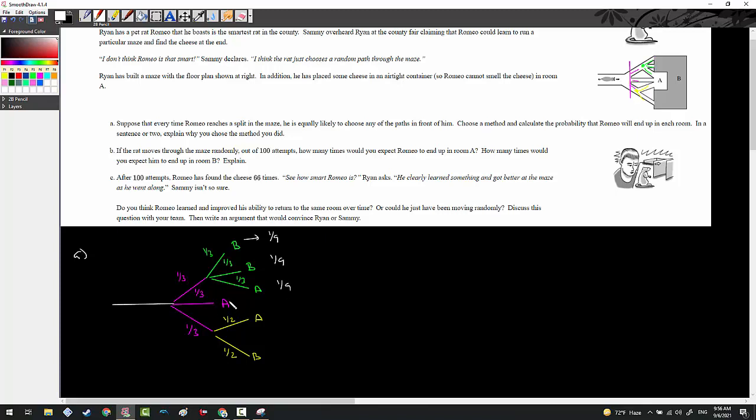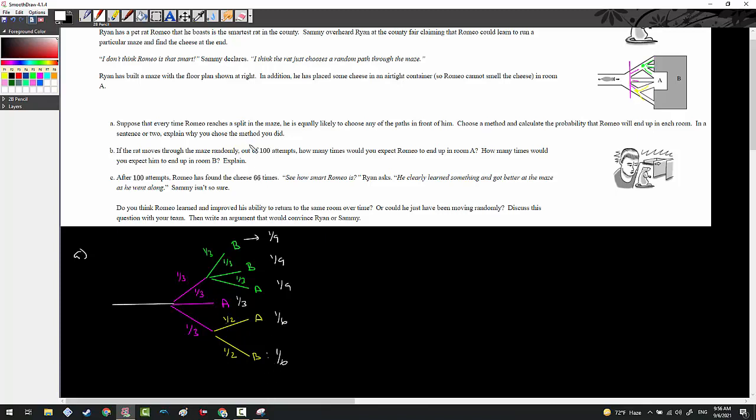This room A right here is going to be 1/3. How is this A 1/3? Well, remember, this is from the first split, right? He has a 1/3 chance of going up, 1/3 chance of going sideways, 1/3 chance of going down. So that's just going to be 1/3 based on the initial choice. Room A again, 1/3 times 1/2 is going to be 1/6. And then this is going to be 1/6 as well for room B.